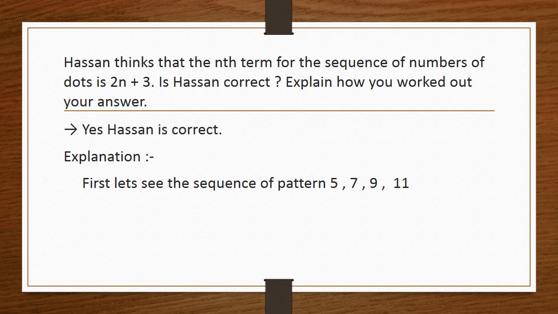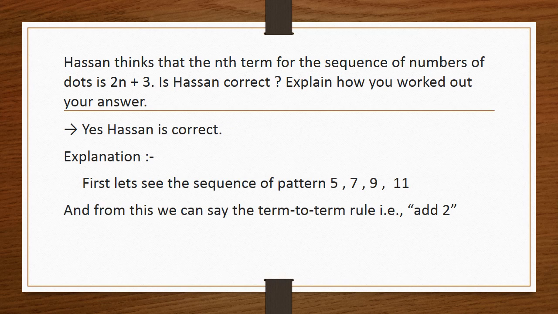Now the explanation for our answer is, first let's see the sequence of the pattern, that is 5, 7, 9 and 11. Again we are finding the term to term rule. The term to term rule will be add 2, because the sequence is 5, 7, 9, 11. If we add 2 to 5, we get 7. If we add 2 to 7, we get 9. So from that we can say that the term to term rule is add 2.